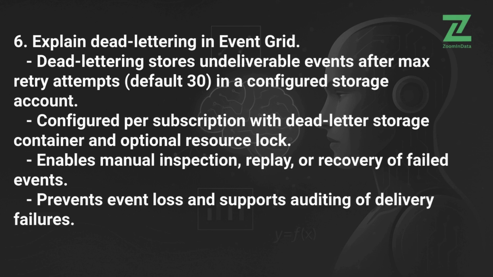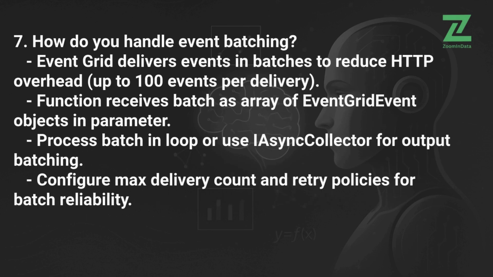7. How do you handle event batching? Event Grid delivers events in batches to reduce HTTP overhead, up to 100 events per delivery. The function receives the batch as an array of Event Grid event objects in the parameter. Process the batch in a loop or use an async collector for output batching. Configure max delivery count and retry policies for batch reliability.